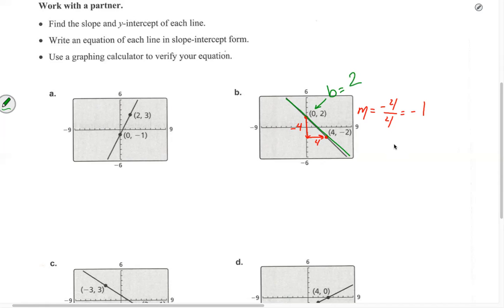So the equation of this line is y equals, as Kanye said, -1x plus 2. You okay with that?